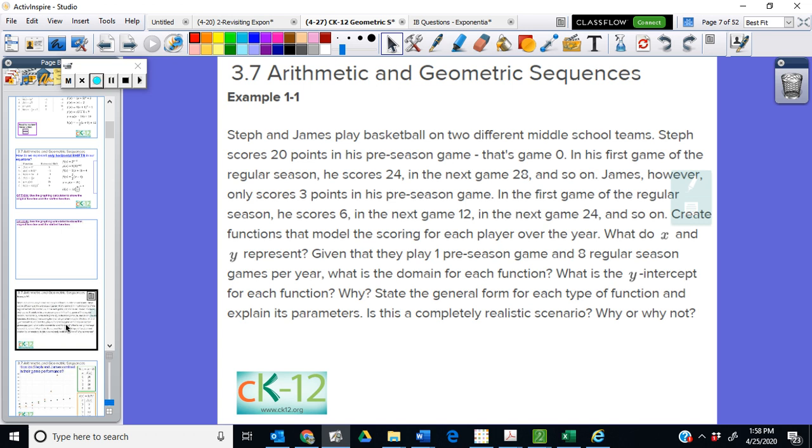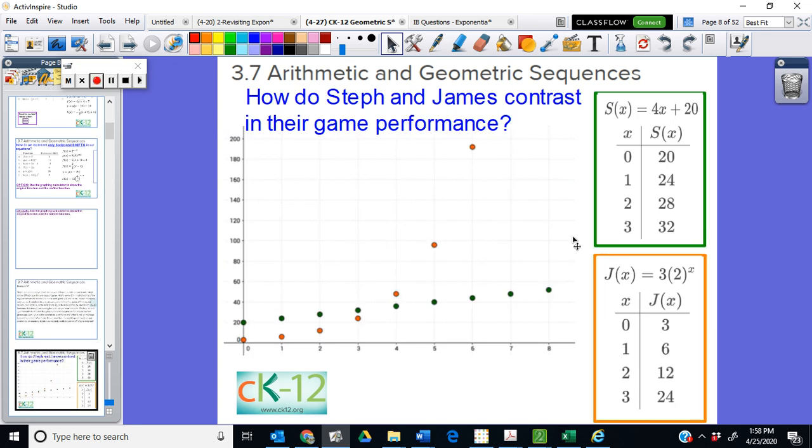Okay, then let's talk about Steph and James. They both play basketball, and the rate of their points accumulated in the season are different. One models with a linear function, and the other one is exponential. James doubles the amount of points that he obtains every game, where Steph gains 4 every game. Steph starts out great, and James starts out low, but we'll see in the end that James will grow faster.